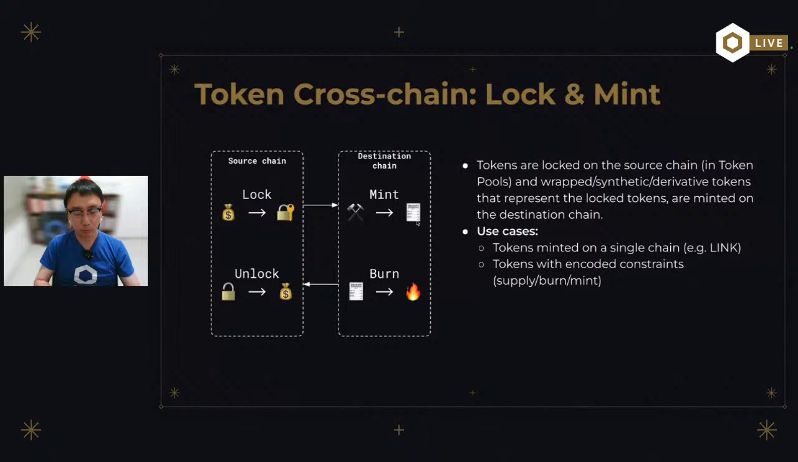And if you want to cross the tokens from the destination chain back to the source chain, what you need to do is burn this wrapped token on the destination chain, and a native token will be unlocked on the source chain. And that is the whole process.